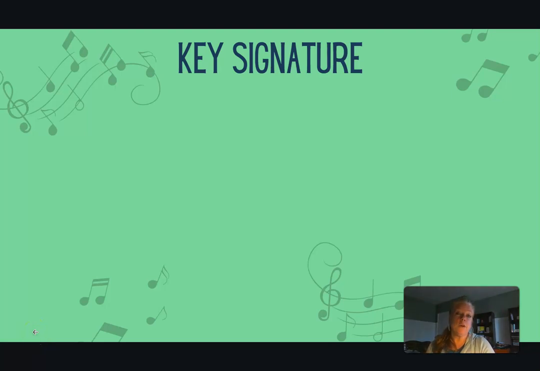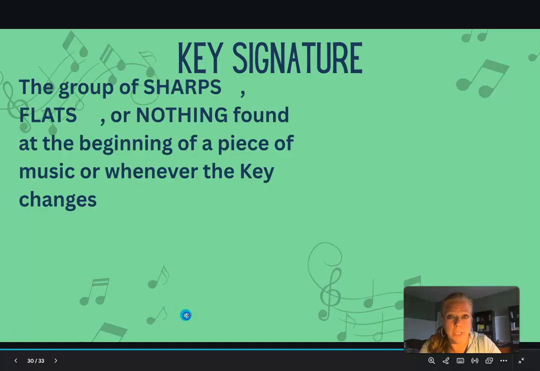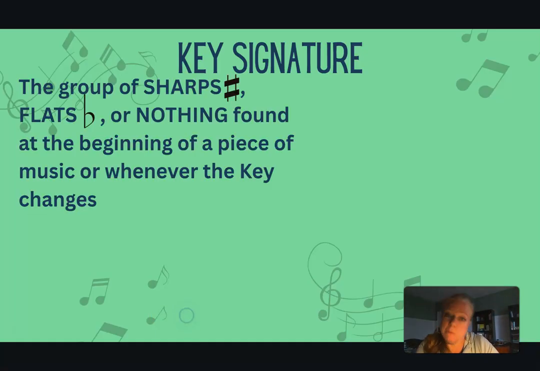Hey guys, in this video I will be explaining more about specific terms and symbols you might see in the music. One that we need to talk about is called the key signature. The key signature is the group of sharps, flats, or nothing found at the beginning of a piece of music. It is also found at the beginning of every line, every set of staff lines.